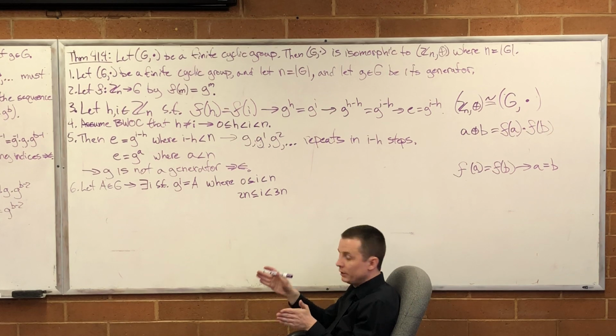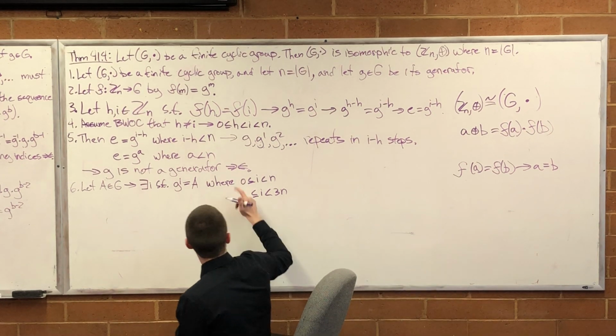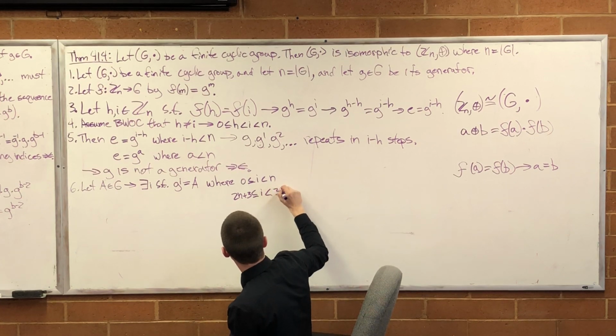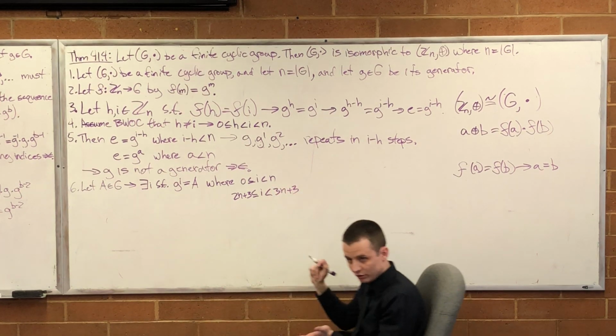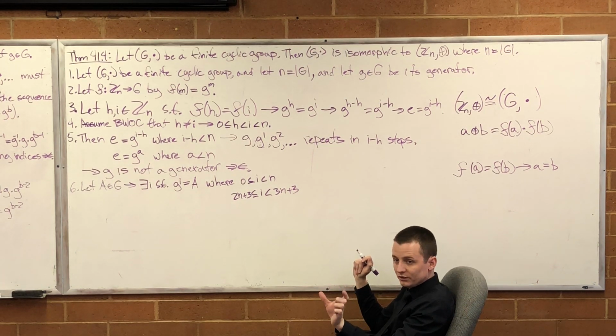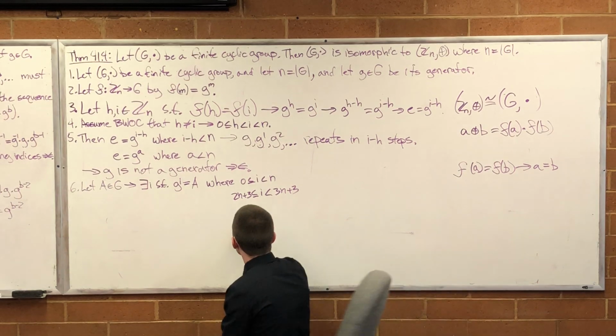Doesn't matter which n we pick. I could have also said 2n plus 3 to 3n plus 3, and it's still true. Pick any interval of n elements I want, and I'm guaranteed that it has all of them in this sequence.